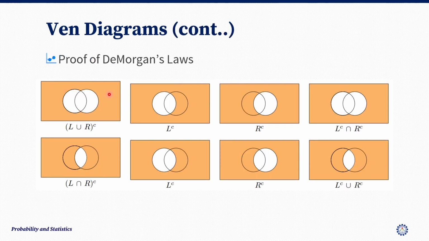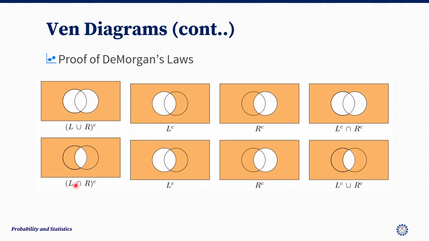We can also prove De Morgan's law in Venn diagrams. Let's say for instance, L union R complement. We get the L complement and the R complement. If we get the intersection of the two, we can get the same as this one. So we can get L complement intersecting R complement and L union R complement. So that proves De Morgan's law.